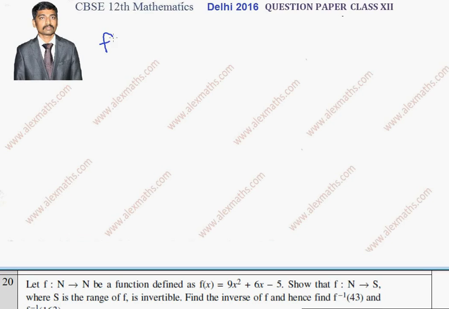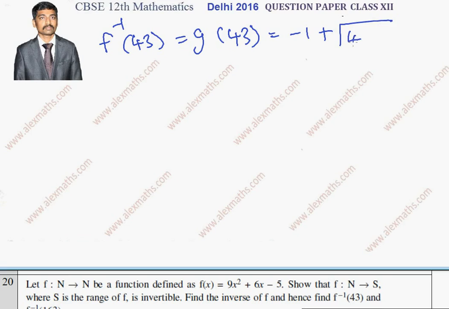They want F inverse of 43. Basically, it is g of 43. And what is g of y? Minus 1 plus root of y plus 6, whole divided by 3. So 43 plus 6 is 49, so I can directly write the root of it as 7. So minus 1 plus 7, 6 by 3, which is 2.